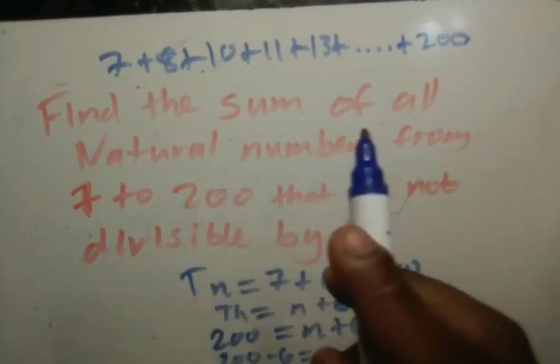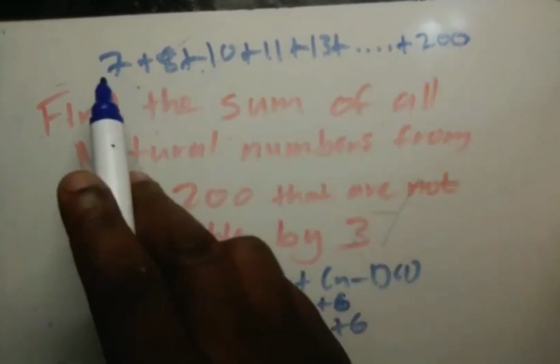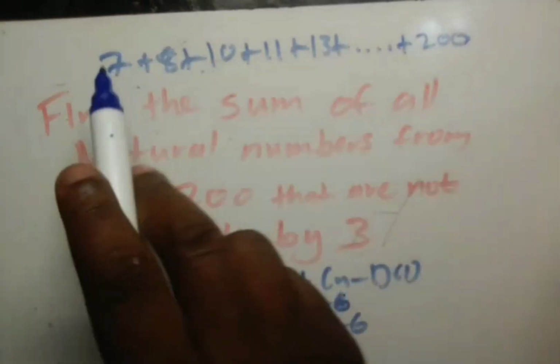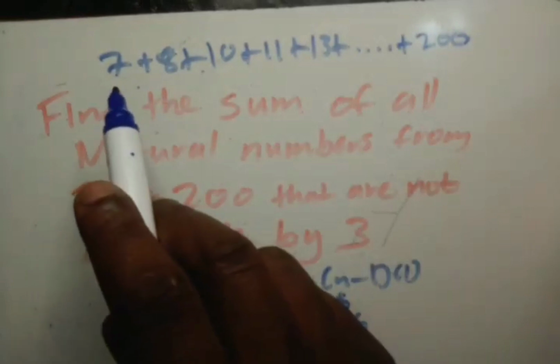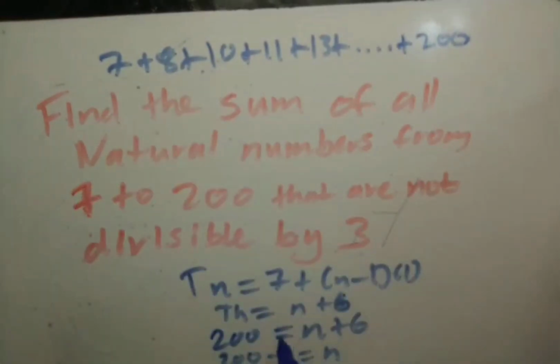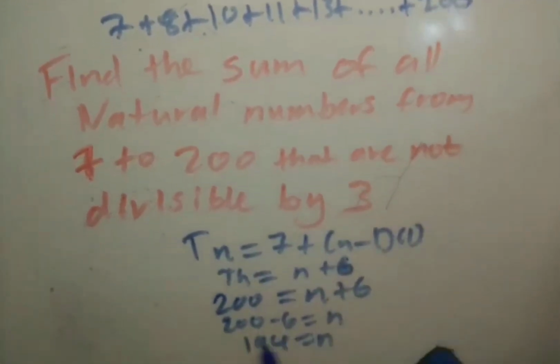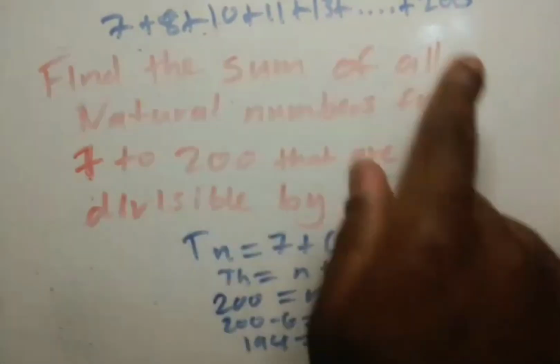Remember what I did with the shortcut. We say top minus bottom. So here it's the later one minus the previous one plus 1. So 200 minus 7 is 193 plus 1 is 194. So we still end up with the same answer of 194, right? We have 194 here, so it means there are 194 terms in this sequence.